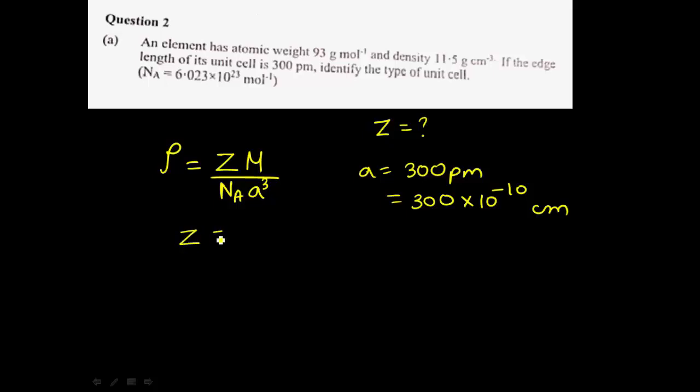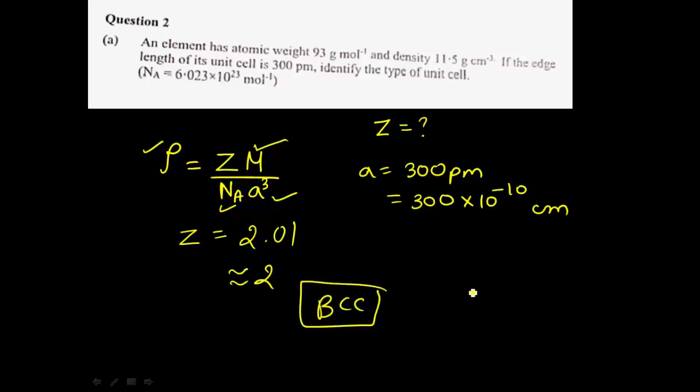So we can find out the value of Z. We know everything. We know the molecular mass, which is 93. We know the Avogadro number, which is equal to 6.023 into 10 to the power 23. And we know the value of a. Z will come out to be 2.01, which is equal to 2. And you all know that the effective number of atoms in a BCC unit cell is 2. I just mentioned that a few moments ago in a question that came in this paper itself. So Z equals 2 means it's a BCC type cell. Okay, next.